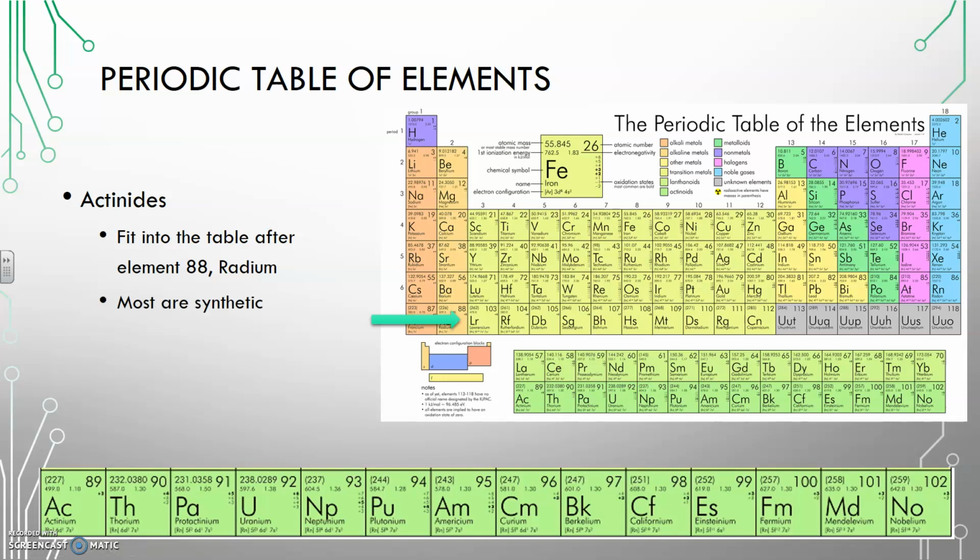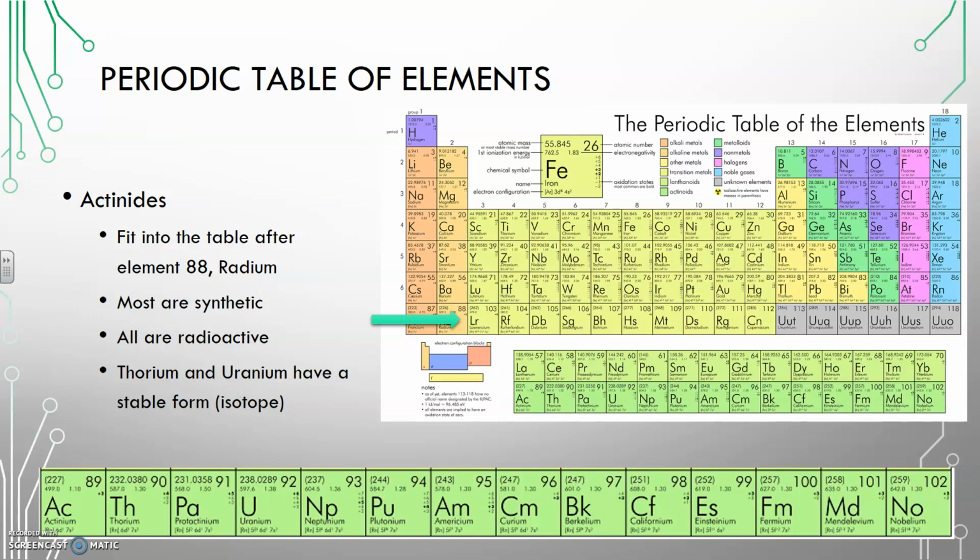Most of them are synthetic. There are a couple that are natural. All of them are radioactive in their most common form. Thorium and uranium, so TH here, thorium, and then uranium, U, do actually have a stable form that's not radioactive. They are not the most common forms of each of these elements, but they do exist. So again, some of these you might recognize the names a little bit more, like thorium, uranium, neptunium, plutonium.